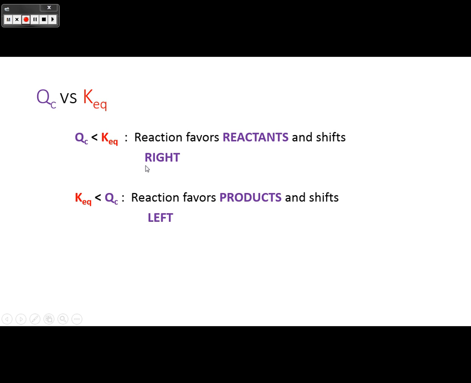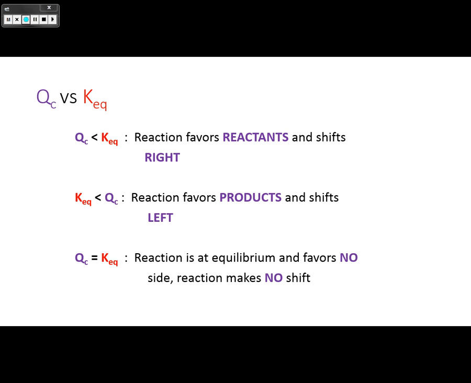So that's the way that I like to think about it and remember it: I always put KEQ in the center. If Q sub C is less than KEQ, we favor reactants. We're going to shift right to get to equilibrium. If KEQ is less than Q sub C, so Q sub C is greater, then we favor the products, and we'd have to shift left to get to equilibrium, because that's where equilibrium is, or KEQ. And of course, if Q sub C is equal to KEQ, the reaction is already at equilibrium and favors no side, and so the reaction makes no shift.